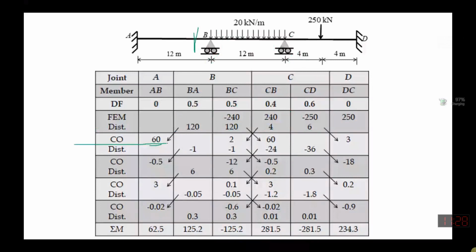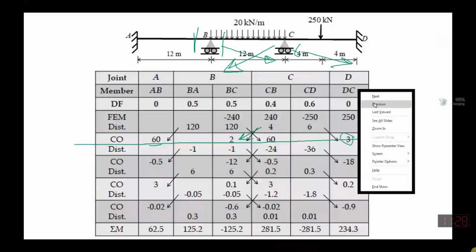So what we got here was 120, so this will be carried over to the other end. We have got 4 over here that will be carried over to the other side. So if you see, it is 2 over here, it is 60 over here, and then we got 6 over here, which will be carried over to the other side as 3.